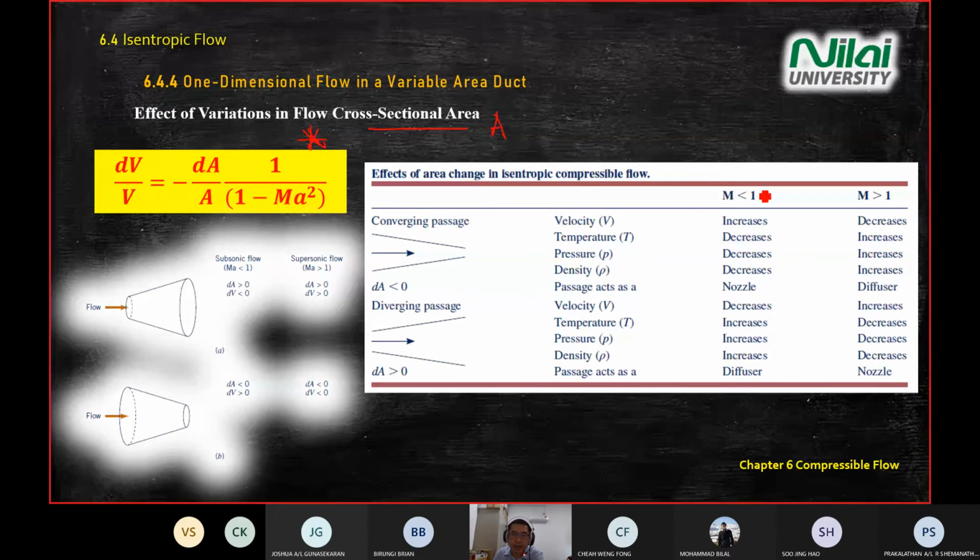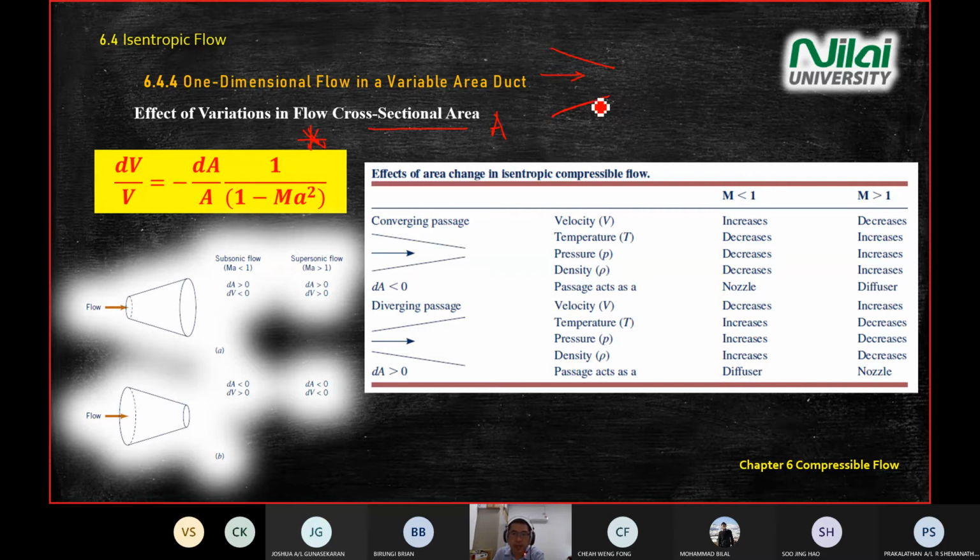What happens if you have an input M less than 1? What happened to the velocity? Which means I take the first example. So if you have a converging duct, how do you use this table? Converging means big area to small area. Right, the flow, big area to small area.